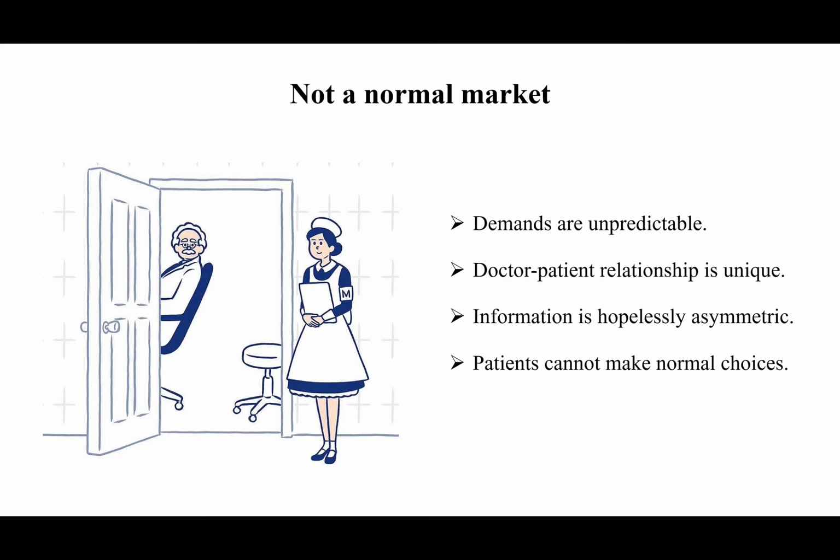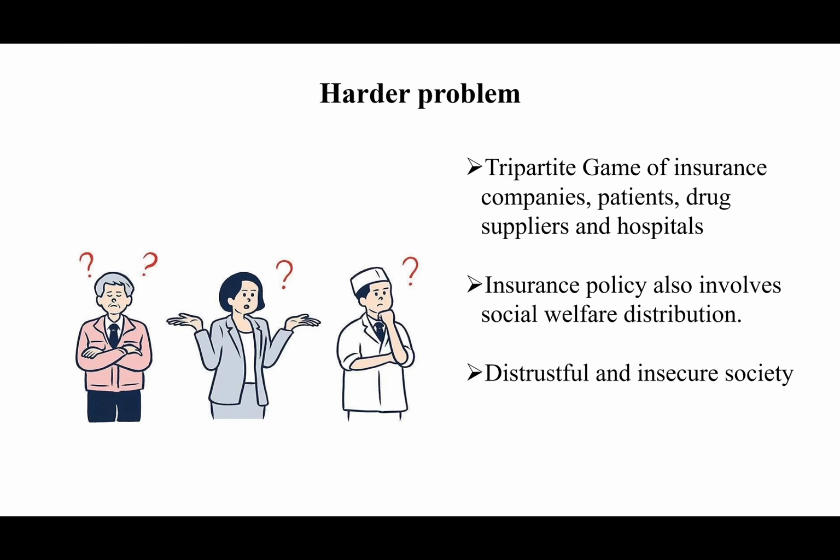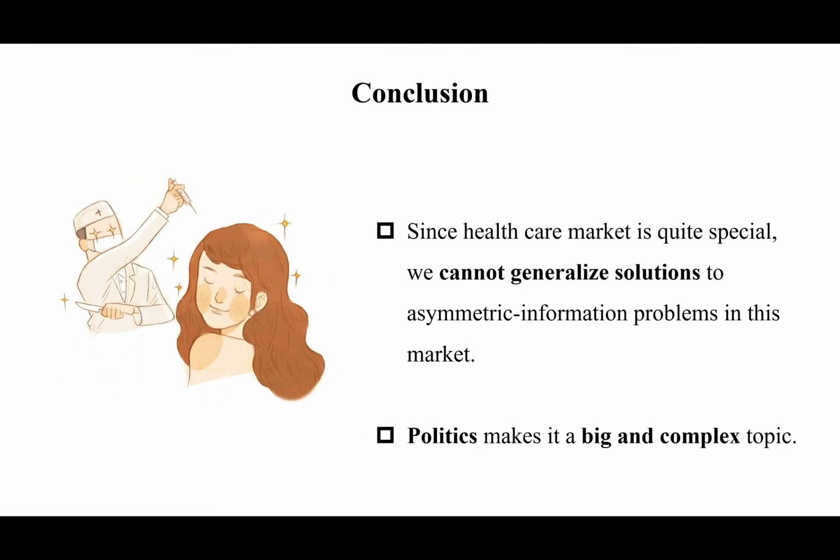The internet and other mechanisms can help customers acquire more information. But there are also other problems about politics. Insurance companies, patients, drug suppliers, and hospitals are all closely related to the healthcare system. Insurance policy also involves social welfare distribution. This is a distrustful society. People may not want the added burden of making healthcare decisions on top of all the others, and they may not want what they perceive as another risk factor in their lives. In conclusion, since the healthcare market is quite special, we cannot simply generalize solutions to asymmetric information problems in this market. Politics also makes it a big and complex topic. That's all for our presentation. Thank you.